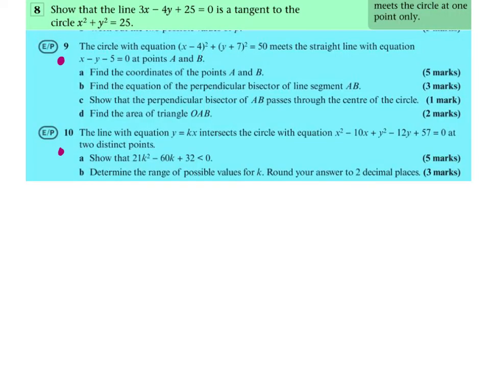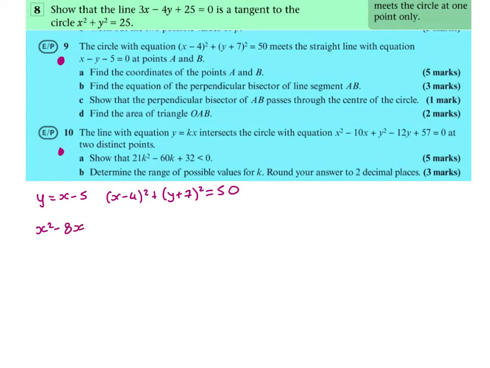Okay, question 9. The circle of the equation meets the straight line with this equation at points A and B. Okay, so we know that they intersect twice. So what I'm first going to do is substitute in and solve it. So I'm going to have y equals x minus 5 and x minus 4 squared plus y plus 7 squared equals 50.